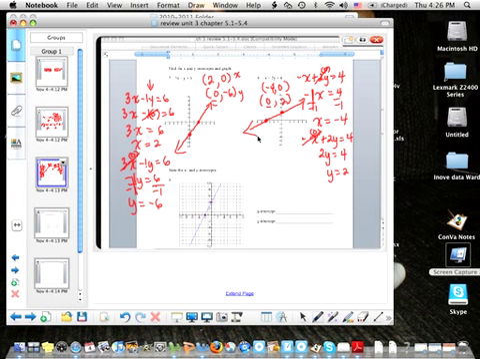So on number 9, you're looking for the intercepts, and they're right there. That one is your y-intercept because that's where the graph crosses the y-axis. That would be 0 and 4. This one is your x-intercept because that's where the graph crosses the x-axis. That one would be negative 2, 0. All right, moving on.